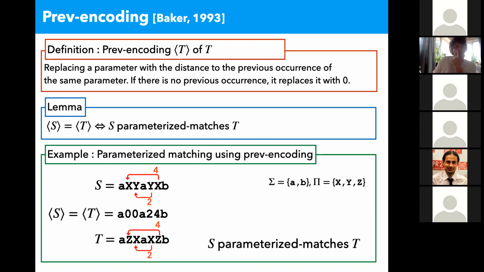Prev encoding replaces an occurrence of a parameter with a distance to the previous occurrence of the same parameter. If there is no previous occurrence, it is replaced with 0. For example, in this string, the first occurrences of x and y are encoded as 0. But the second occurrence of y becomes 2 because we see y 2 characters before, and then the second occurrence of x becomes 4, like this. So S is encoded in this way. And then another parameterized string T is also encoded into the same string. So we can conclude that S and T parameterized match. Okay.